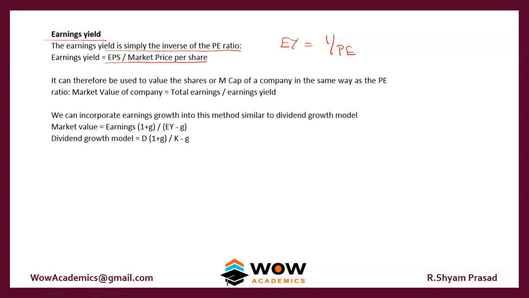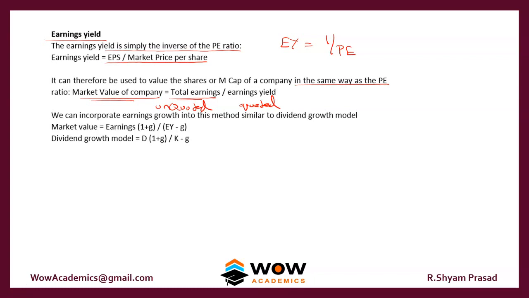It can therefore be used to value shares or market cap of a company in the same way as a PE ratio. So the market value of a company, you can work out like this: get the total earnings of this company, or an unquoted company, and divide by the earnings yield of a quoted company. So this should be for an unquoted company, and this should be for a quoted company. So if you get these numbers, then you can easily find out the answer.